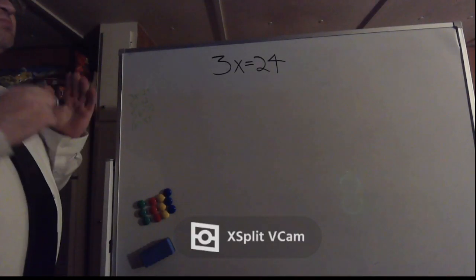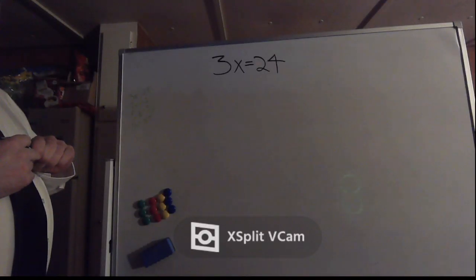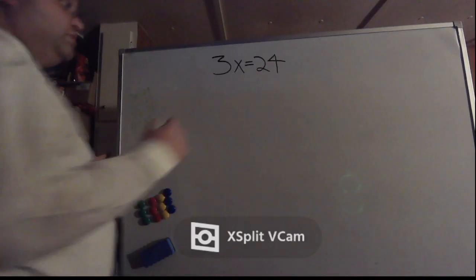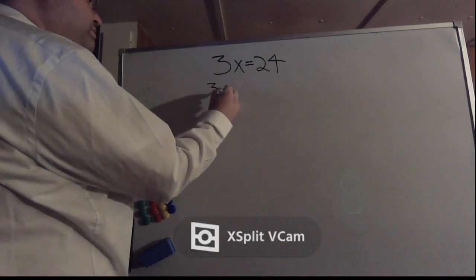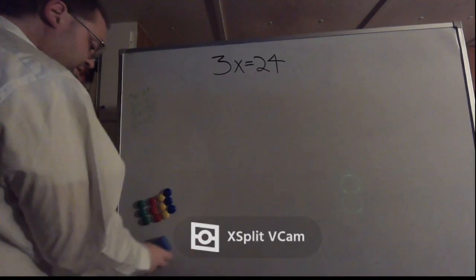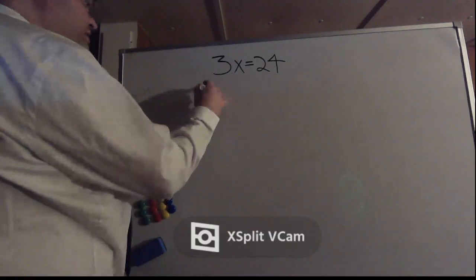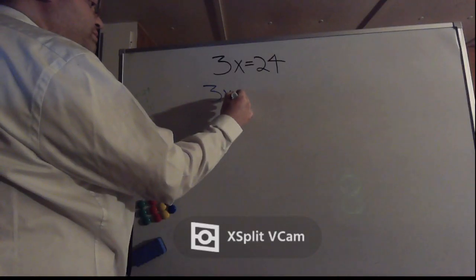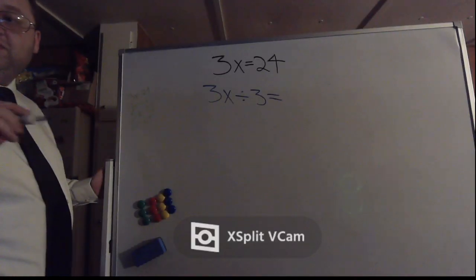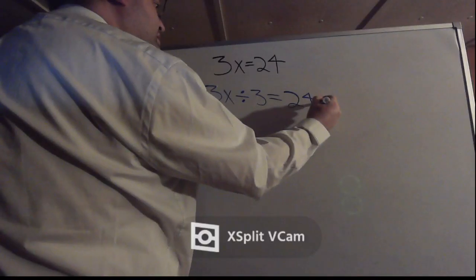So, if we want to get x by itself, how are we going to do that? You have a 3. Well, we know any number divided by itself is 1. We'll need to divide by 3. So you'll have 3x. You need to divide by 3, but what you do to one side, you must do to the other. So 3x divided by 3 equals 24 divided by 3.